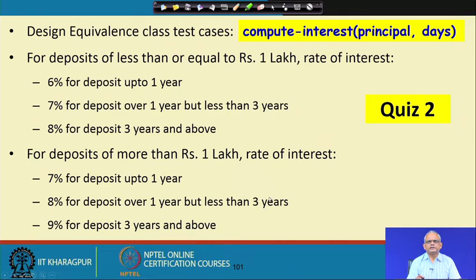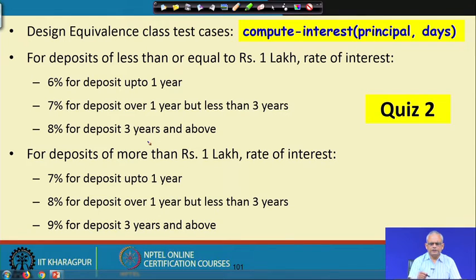Now, let us try a slightly more complex problem, where we have the compute interest, but then it takes two parameters, principal amount deposited and the days for which the deposit is made. And the function description says that if the deposit amount, that is the principal, is more than 1 lakh, then the rate of interest is 7%, 8%, 9%, but if the deposit is less than 1 lakh, then it is 6%, 7%, 8%.